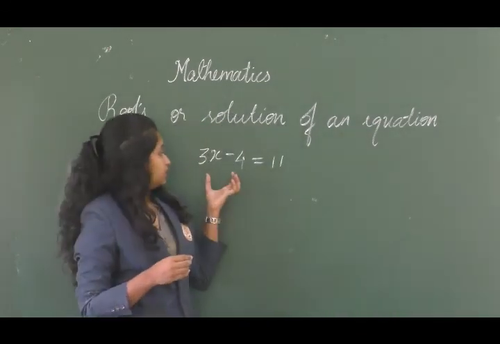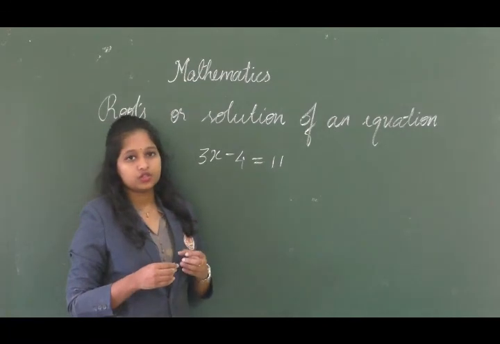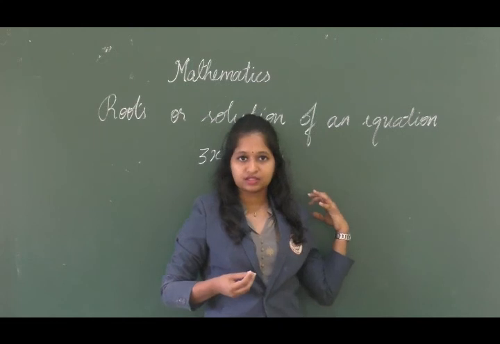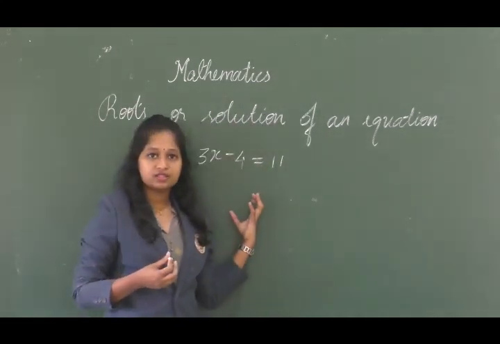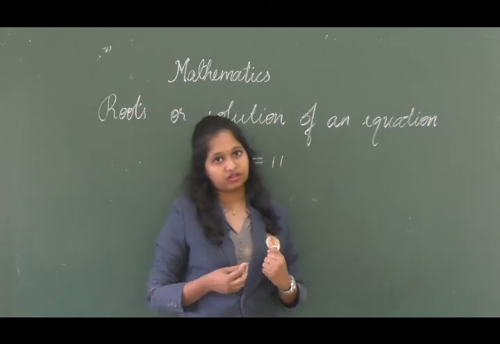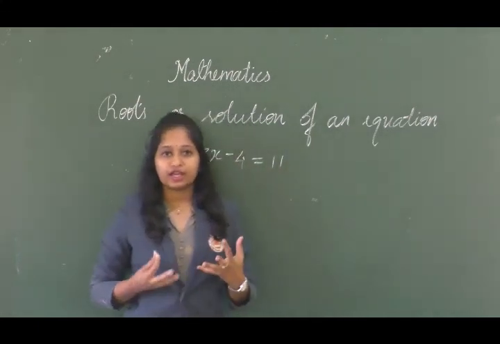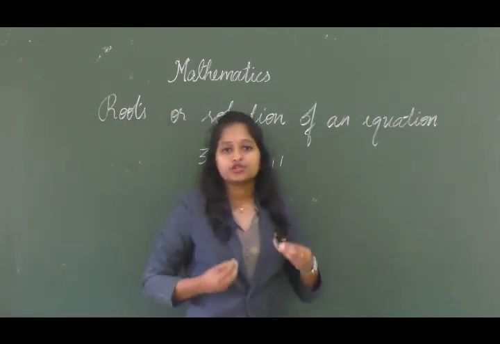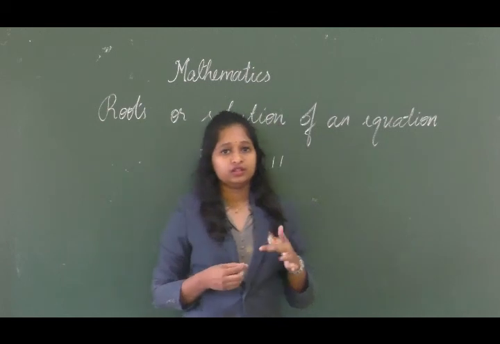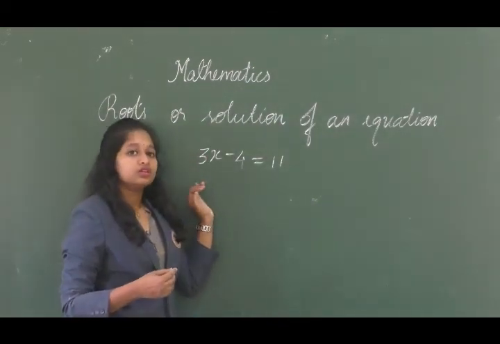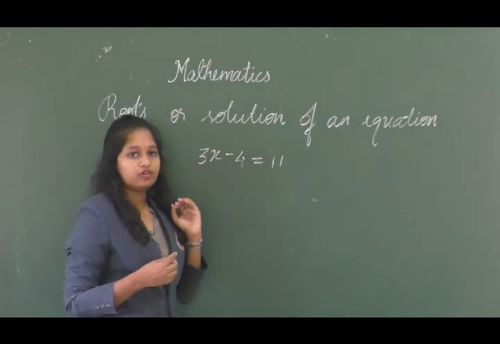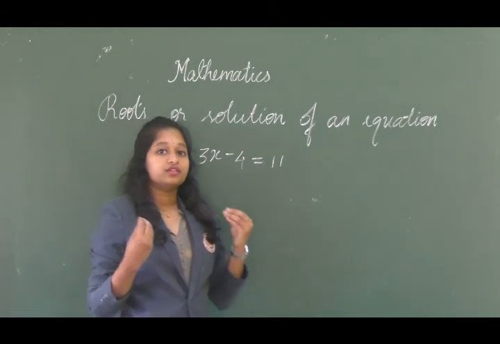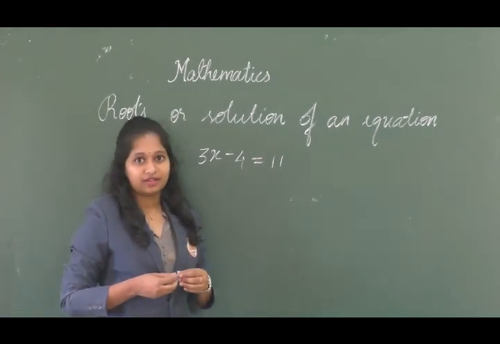That means, for example, here we have 3x minus 4 equal to 11. We have to give one value for this x so that this LHS becomes equal to 11. So we have to find some value for x, and that is called the root or solution of an equation. Here, if you give the value for x as 5, we will get the LHS part as 11. Let's see that.